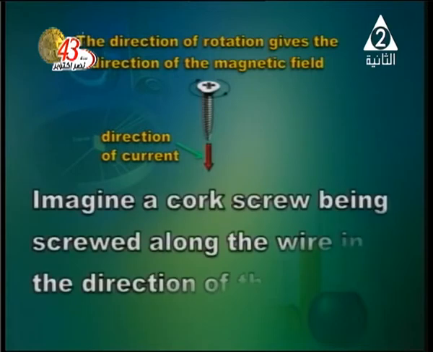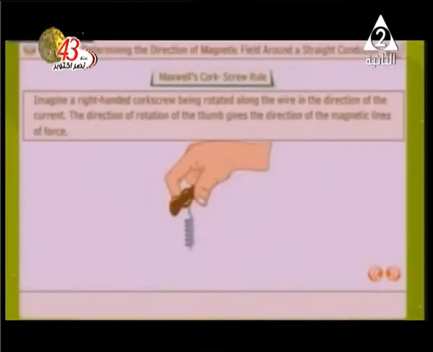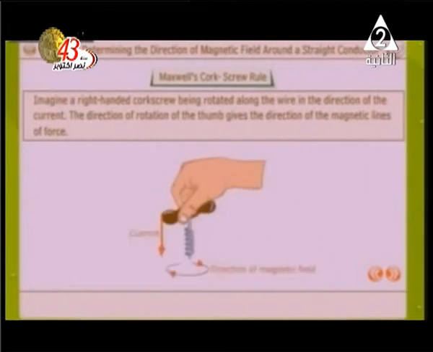So let me say it. Imagine a corkscrew being screwed along the wire in the direction of the current. The direction of rotation of the screw gives the direction of the magnetic field.